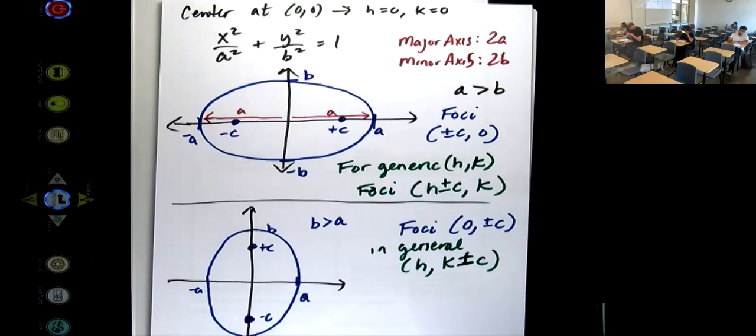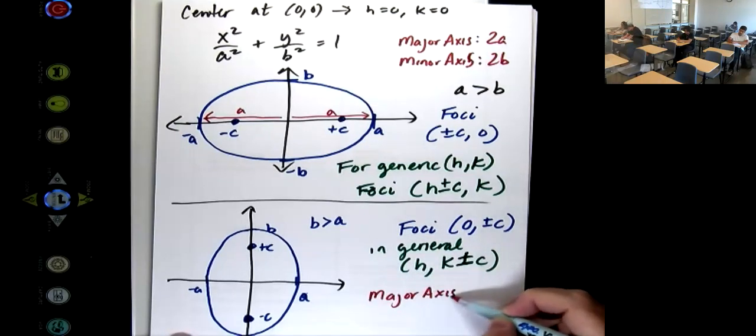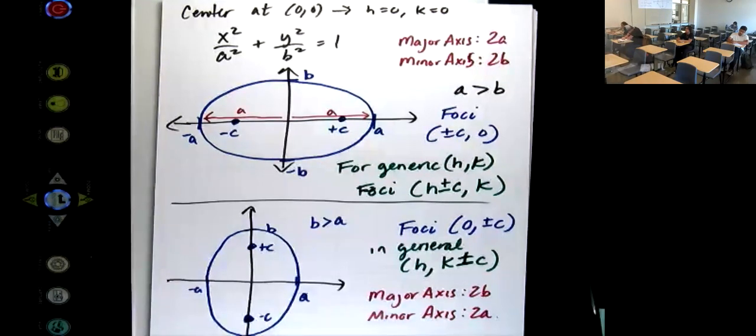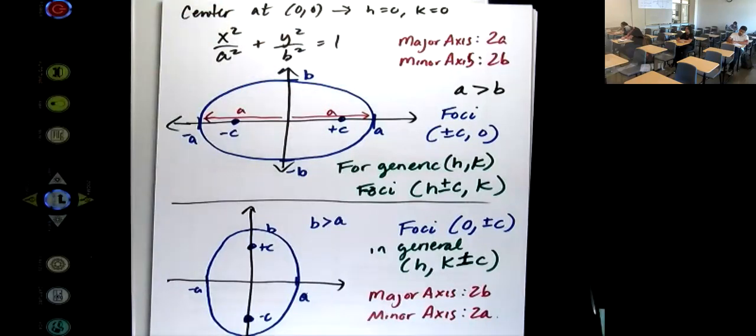And now down here, our major axis is the other one. It's 2B. I don't think memorizing formulas for the major axis or minor axis is convenient or handy or useful. If you sketch the ellipse, you can always just figure out what it is by looking at it. It's not helpful.